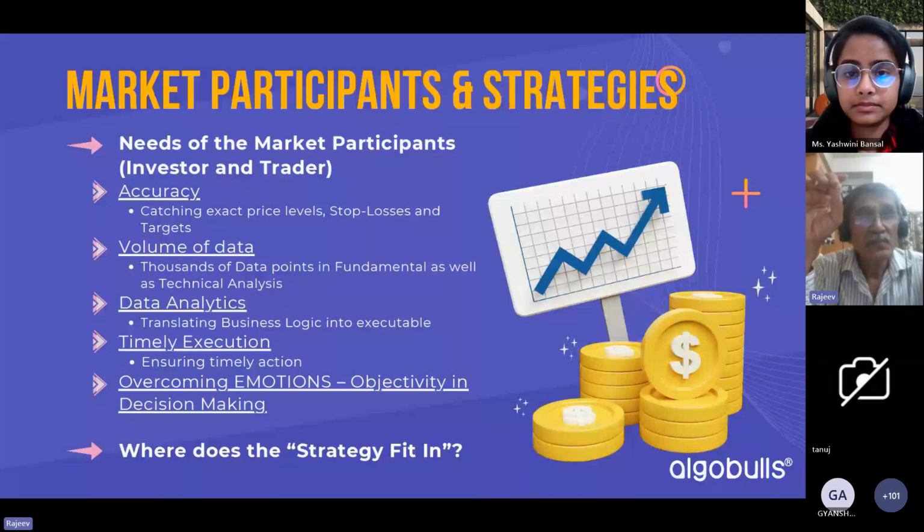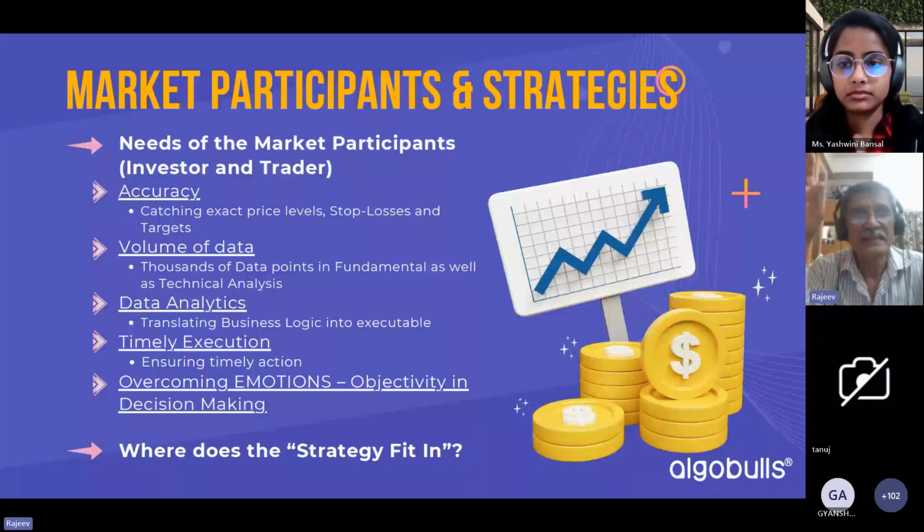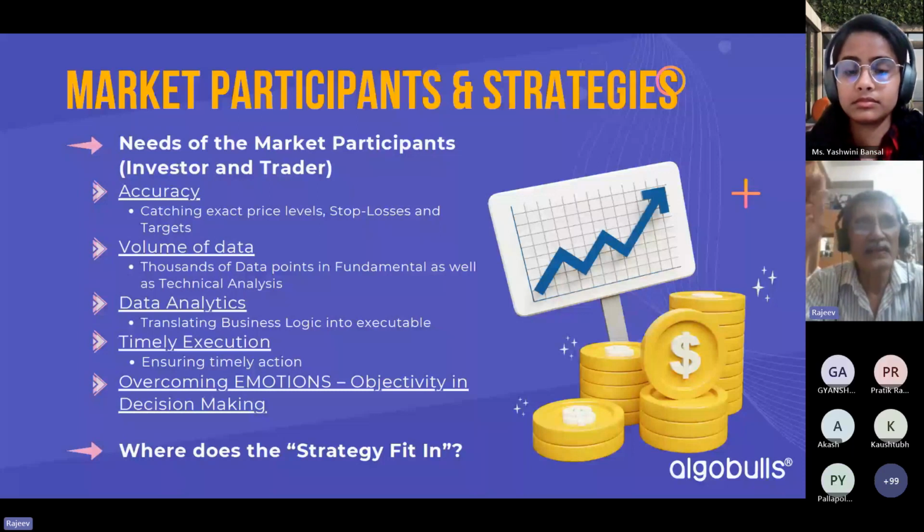So the most important thing that a market participant needs is the accuracy of the data that they are dealing with. They need exact levels of prices. They need exact levels of volumes that get traded. They need exact data about the open interest and things like that. Without that, our trading will not be successful. The accuracy is the most important thing in the trading or investment business.